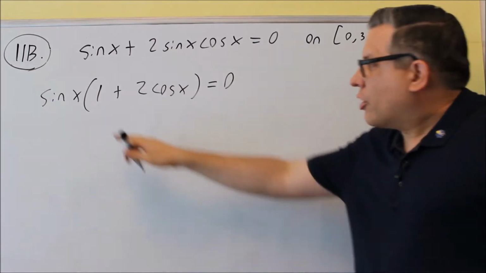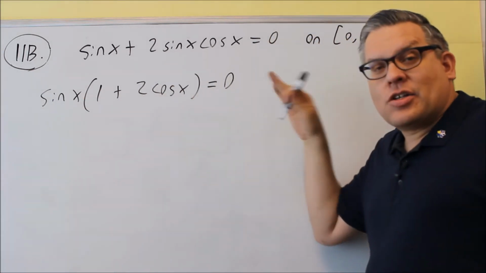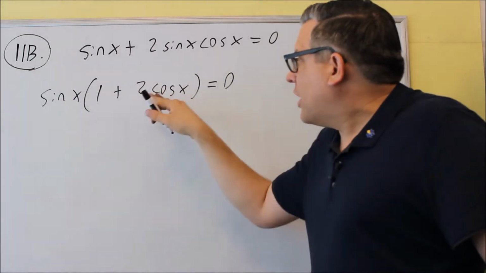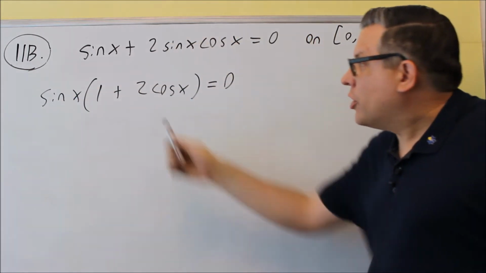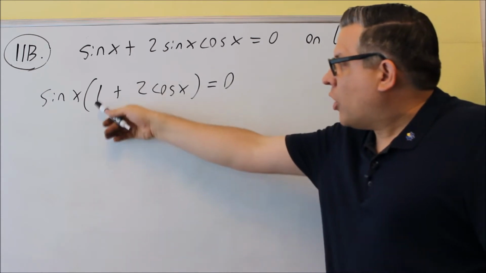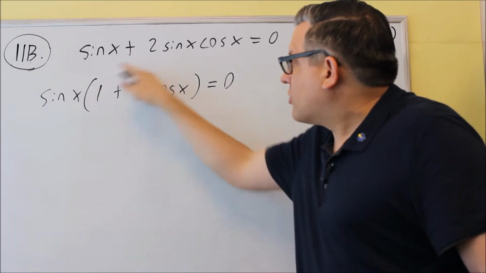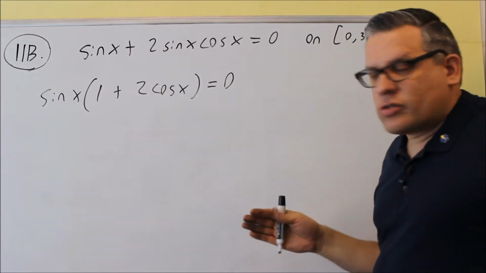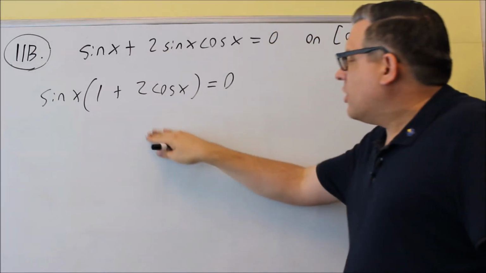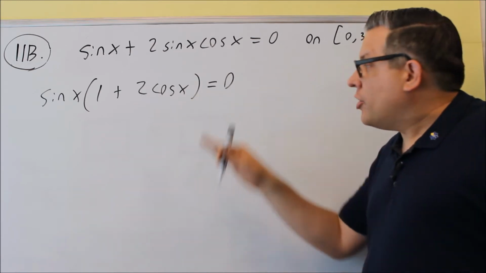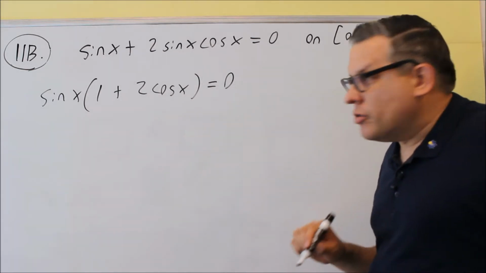You always want to do a quick multiply just to make sure you factored it correctly. If we didn't have the 1 there and you multiply it together, you'd only get the second term, you wouldn't get the first one. So the 1 there is important because when I multiply this back through, I get sine x plus 2 sine x cosine x. It works. So now it's factored correctly.